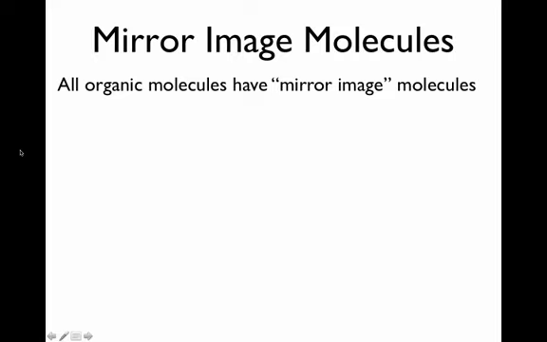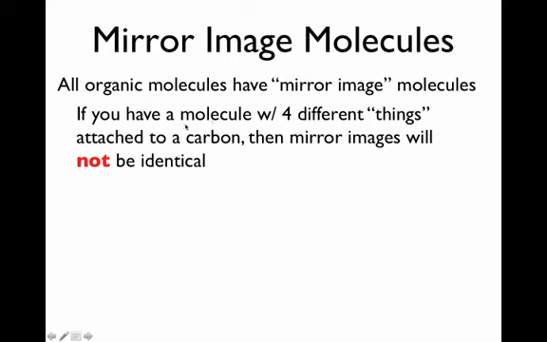I want to summarize a little bit about stereoisomers, or what I'm informally calling mirror image molecules. Since pretty much the rest of the course deals with organic molecules, I'm going to talk exclusively about organic molecules. So all organic molecules have mirror images. They all have molecules that are mirror images of each other. However, if you have a molecule with 4 different things attached to a carbon atom, then the mirror image molecules will not be identical to each other. They will be stereoisomers. And the example is taken from the previous slide. These are stereoisomers of each other.